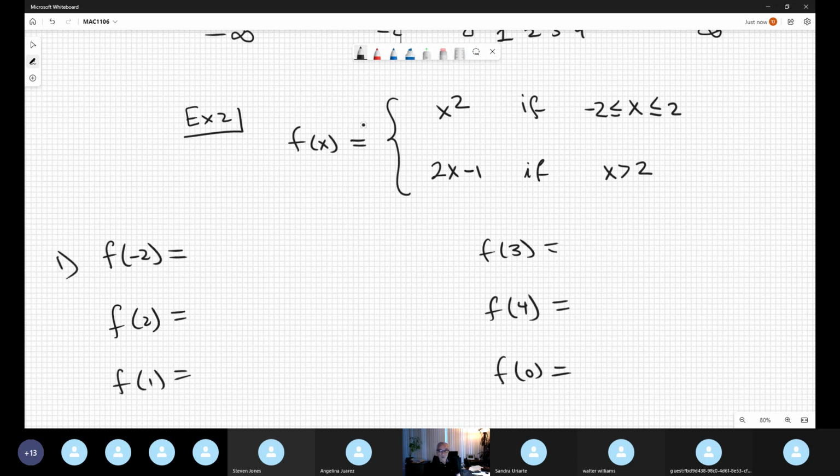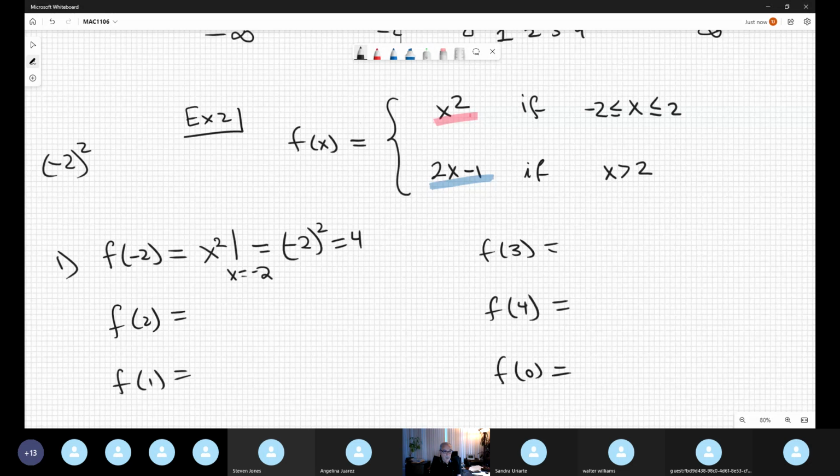Number 1, f(-2). Does -2 belong to the red piece or blue piece? Red piece. So you select immediately the expression x squared, and you plug in x equal -2. Be careful with the sign, because it's (-2) squared. It's +4. Be careful, because (-2) squared is not equal to -(2 squared). This is positive 4 and this is negative 4, right? Be careful with this.